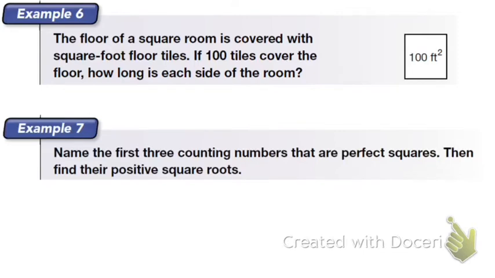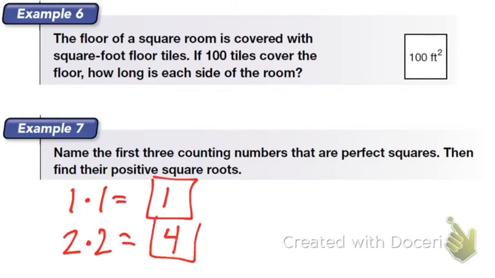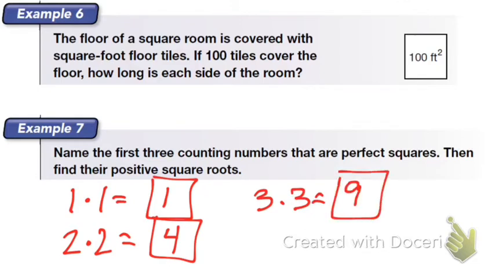Last one is example 7. It says, name the first 3 counting numbers that are perfect squares, then find their positive square roots. Okay, so our first perfect square, we are starting with our first counting number, which is 1. So if we do 1 times 1, we should get 1. So that's our first perfect square. Okay, and then if we do 2 times 2, we should get 4. That's our second perfect square. And then 3 times 3, we get 9. So that's our third perfect square.